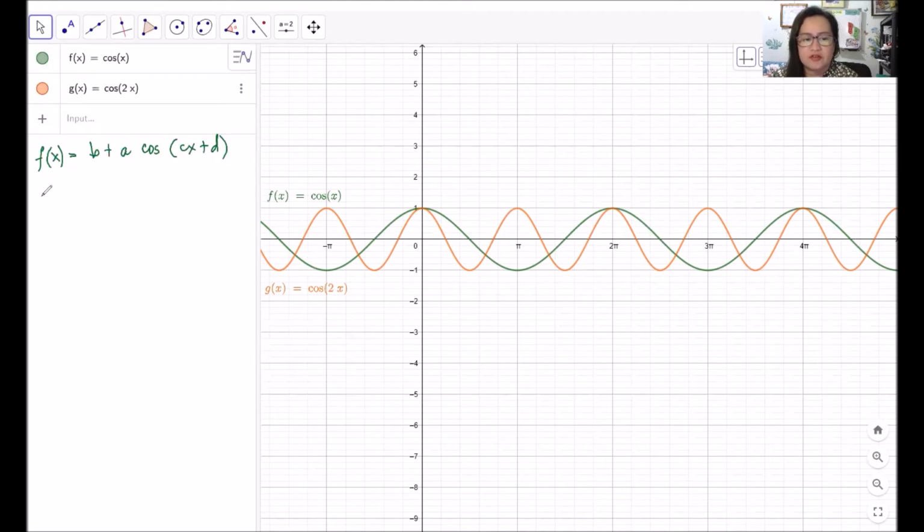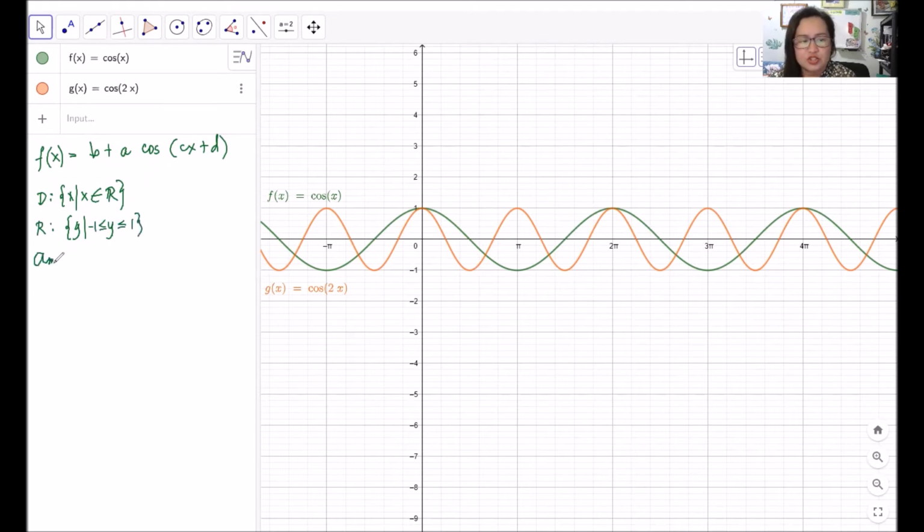Now, the domain of both functions is the set of real numbers. So it's equal to the set of all x's such that x is an element of the set of real numbers. Both of these functions have the set of real numbers as the domain. The range also is the same. For both functions, you will have the range as the set of all y such that y is greater than or equal to -1, but less than or equal to positive 1.